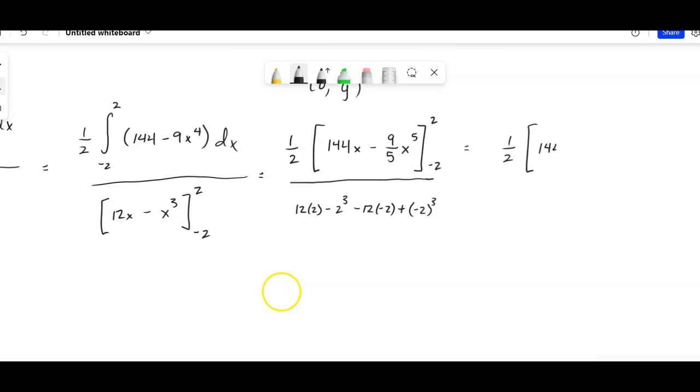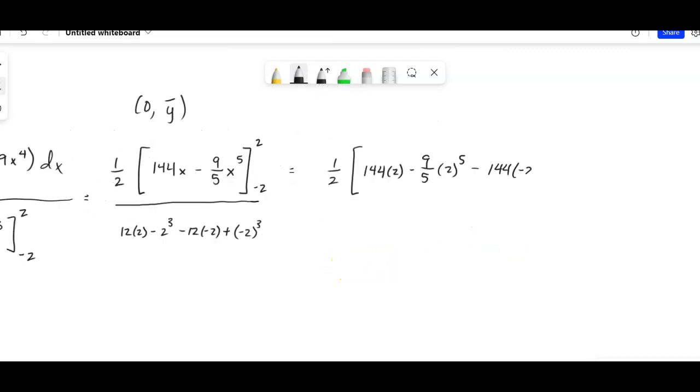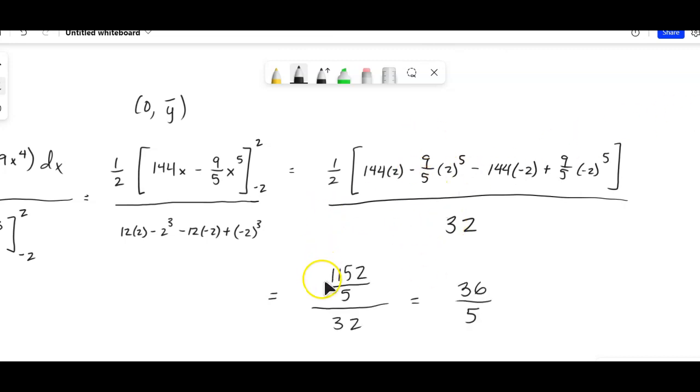So I got a 144 times 2 minus 9/5. It's 2 to the 5th. All right, again, minus plugging in the bottom number. 144 times negative 2. Minus a minus would be a plus 9/5 negative 2 to the 5th. All right, there's the top. All right, all that on the bottom works out to be 32. All right, all that stuff in the numerator works out to be 1152 over 5. And the 32 on the bottom, that works out to be 36/5 once you simplify this.